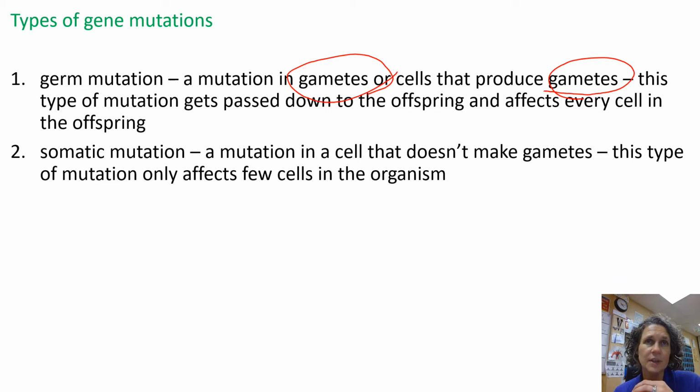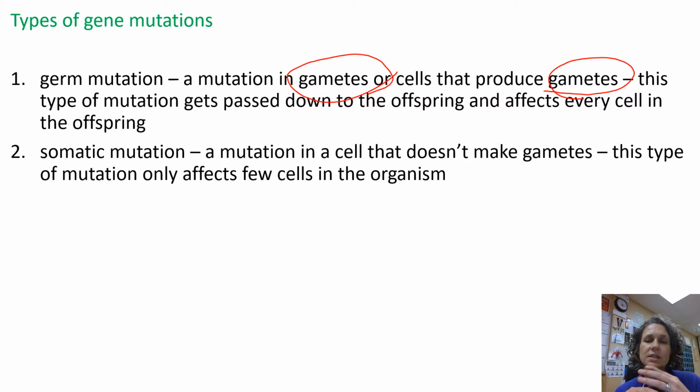Down syndrome is an example we've already talked about. Something has messed up in either the egg or the sperm, and when they combine, you end up with this extra chromosome, the extra 21 chromosome. Every cell in that child's body has an extra chromosome. It's not localized, it's everywhere. And so you see much more of an effect overall with a germ mutation.